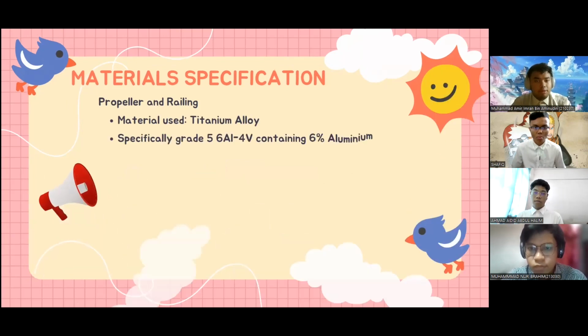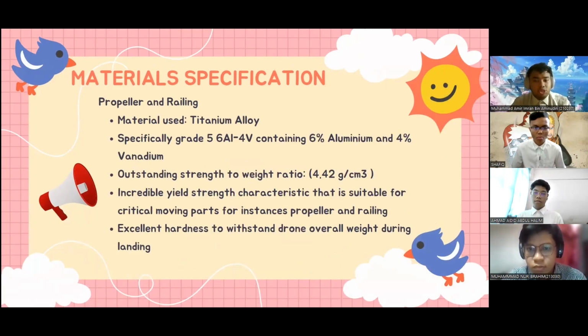And lastly, we have the propeller and railing, which share the same material, titanium alloy, specifically grade 5, Ti-6Al-4V, containing 6% aluminum and 4% vanadium. It has an outstanding strength to weight ratio, with a density of 4.42 gram per centimeter cube. It has incredible yield strength characteristics suitable for critical moving parts, for instance the propeller and railing. It has excellent hardness to withstand the impact of the weight during landing.